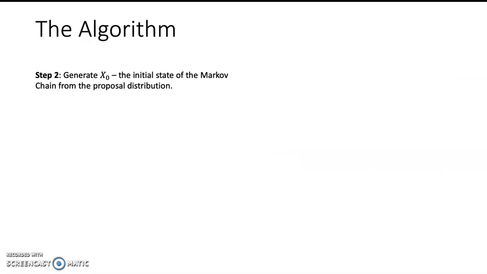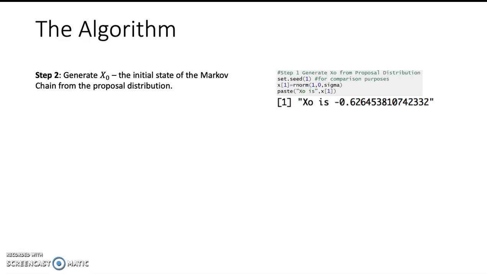For step 2, we're going to generate x0, which is the initial state of the Markov chain, from the proposal distribution. And notice that the code outputs a value that is -0.62. This is the value where the Markov chain starts from.